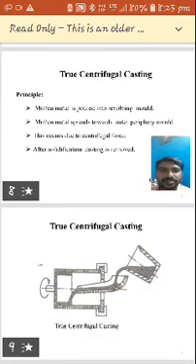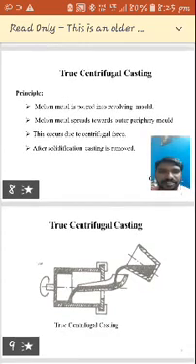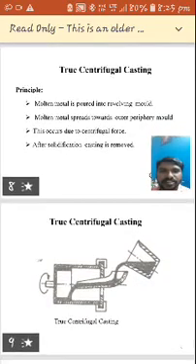Let's see the principle of true centrifugal casting. The molten metal is poured into a revolving mold. The molten metal spreads towards the outer periphery of the mold. This occurs due to centrifugal force. After solidification the casting is removed. It is a very small and easy process, that is centrifugal casting.